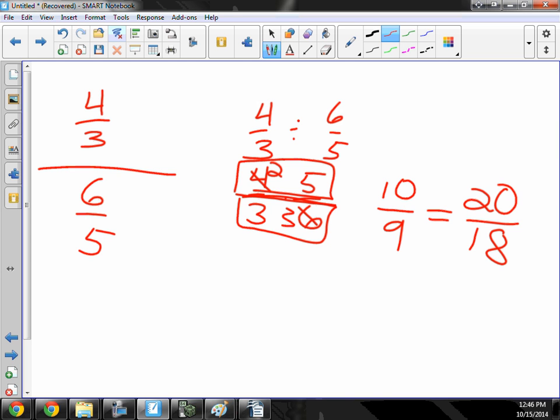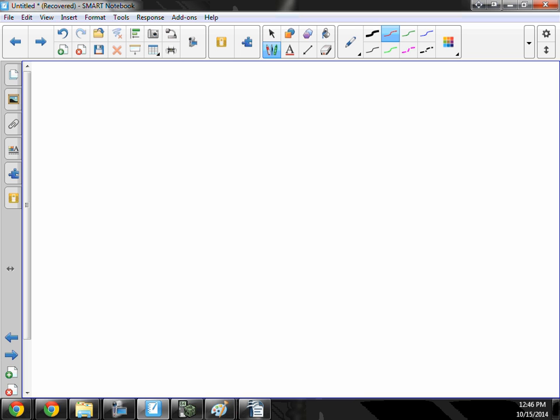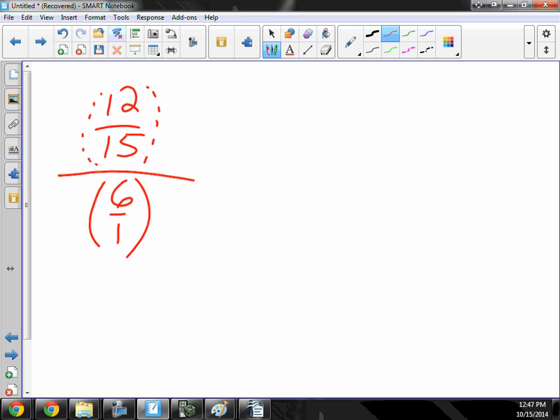Okay? What if I had, let's say, 12/15 divided by 6? Do you see how we have a small fraction bar and a big fraction bar? Small fraction bars are considered to be in parentheses. Okay? So I'm taking a fraction and dividing it by a whole number. Can I turn a whole number into a fraction? Yeah, how? Put it over 1. Now I have fraction divide fraction. I flip and times. 1 over 6.